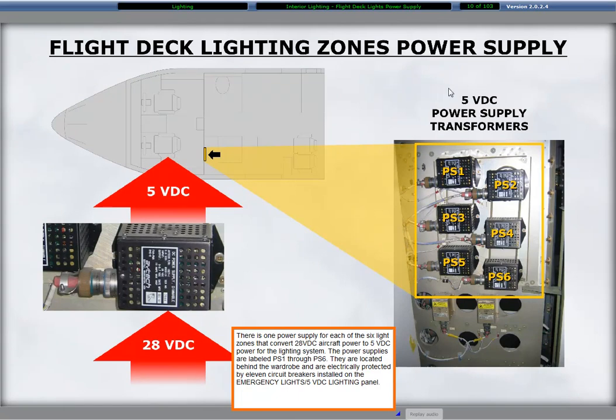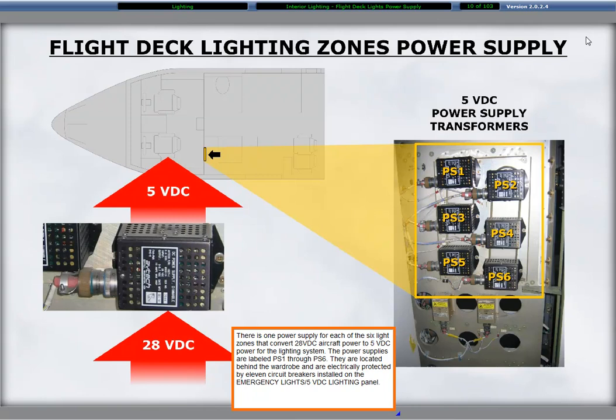There is one power supply for each of the 6 light zones that converts 28 volts DC aircraft power to 5 volts DC power for the lighting system. The power supplies are labeled PS1 through PS6. They are located behind the wardrobe and are electrically protected by 11 circuit breakers installed on the emergency lights 5 volts DC lighting panel.